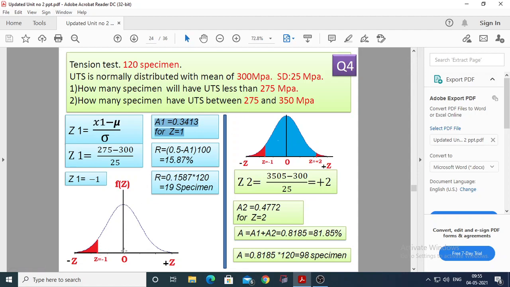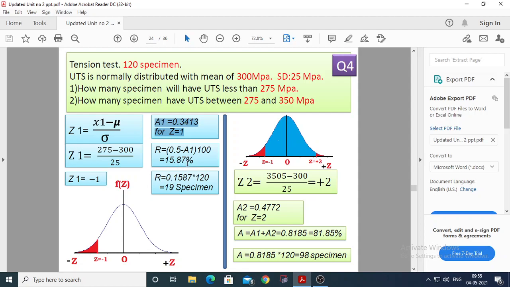We consider only the half portion, the left side, because z1 is minus 1. If you get plus 1, then you have to consider the right side portion. But we consider only the half portion. You know the total area under the curve is always 1, so we consider 0.5 here. That's why the formula is R equal to 0.5 minus area 1, into 100. You will get the percentage of rejection.